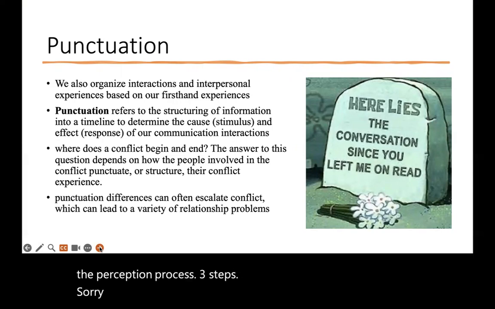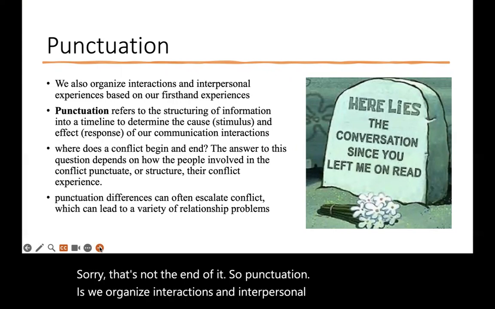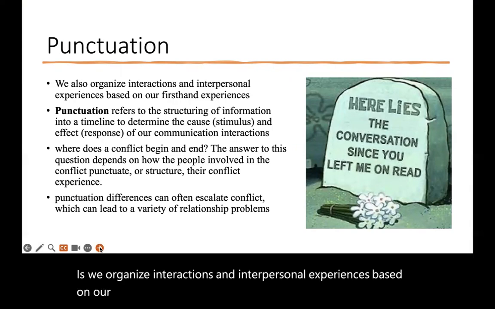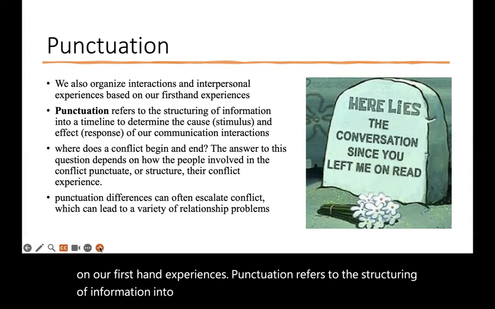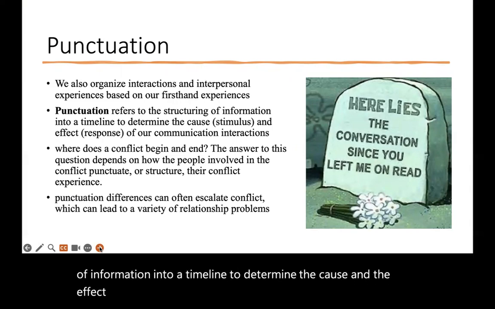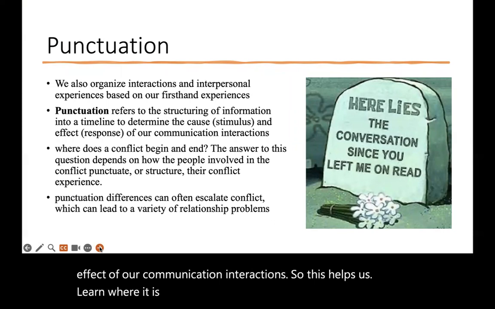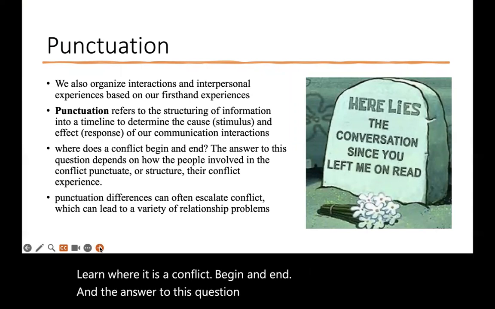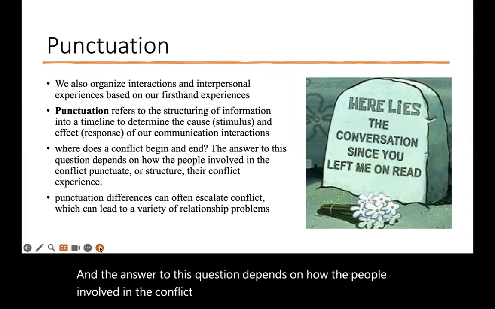Sorry, that's not the end of it. So punctuation is how we organize interactions and interpersonal experiences based on our firsthand experiences. Punctuation refers to the structuring of information into a timeline to determine the cause and the effect of our communication interactions. So this helps us learn where a conflict begins and ends. And the answer to this question depends on how the people involved in the conflict punctuate or structure their conflict experience.